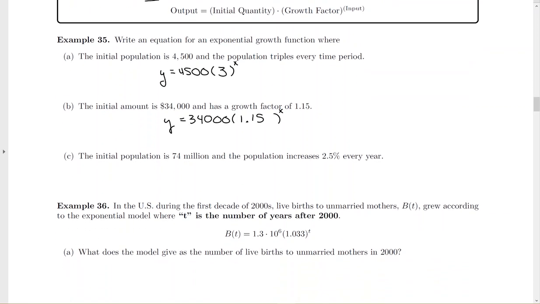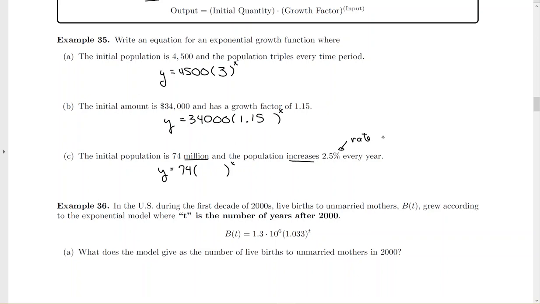So for this one, the initial population is 74 million. Now, because they use the word million, I'm not going to tack on all the zeros. I'm just going to remember that when I put my answer in, I'm going to have to remember that my answer is in millions. So we're going to start out the same way. Y equals 74. And now I'm looking for a growth factor.